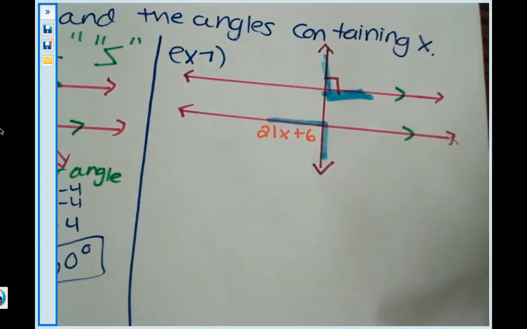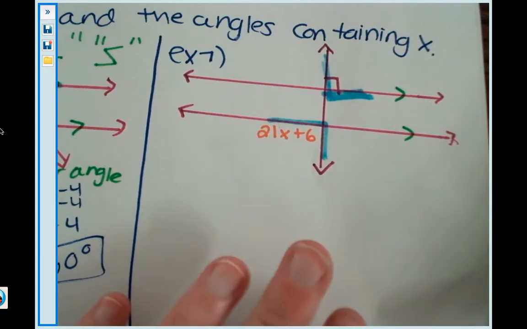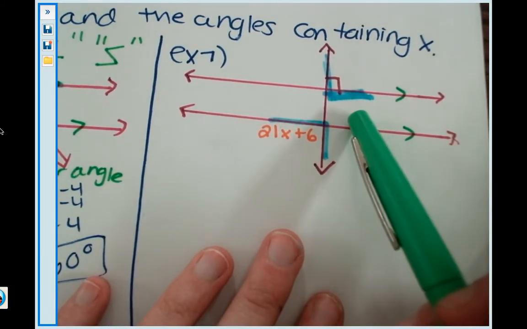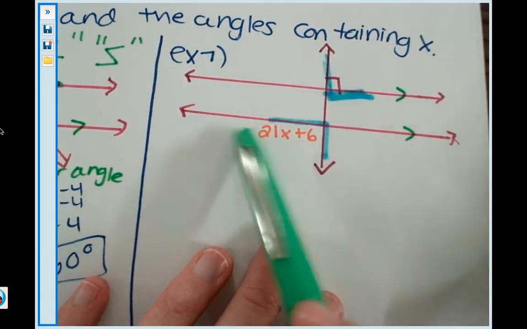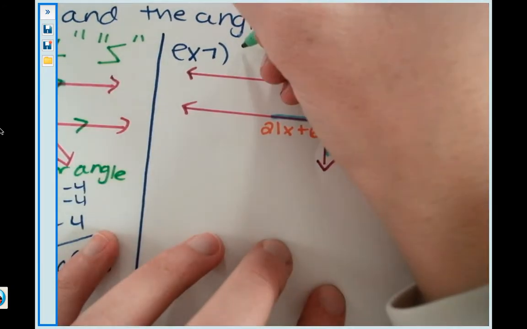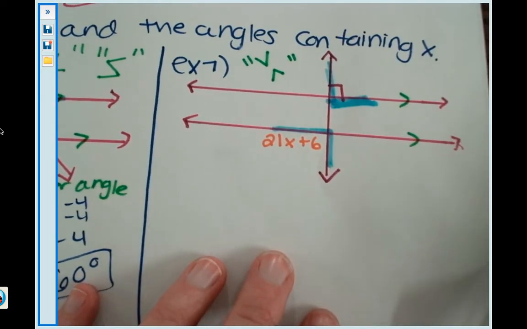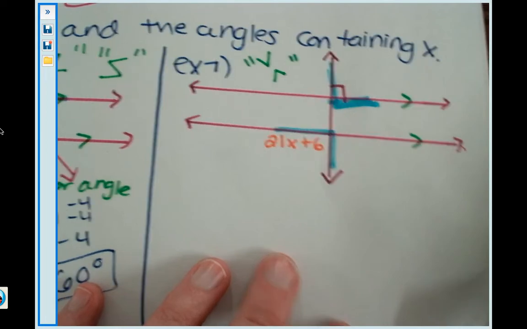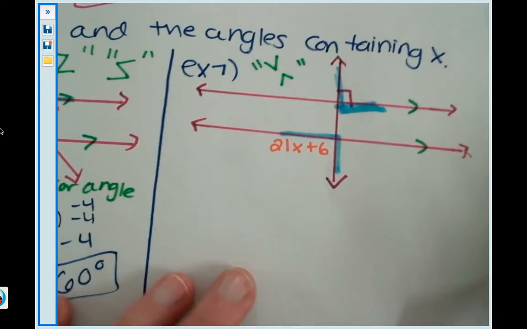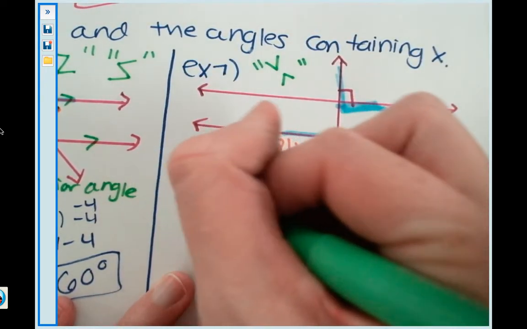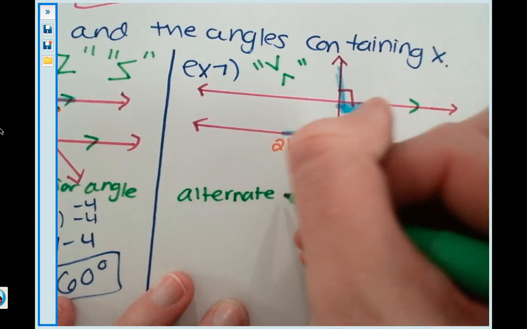My bad. But anyways, if you see here, I don't really have a letter forming, but I have a V facing this way and a V facing this way. So I have the thing that looks like that. Do you guys remember what angle pairs resemble that? They are alternate exterior angles. So these two are alternate exterior angles.